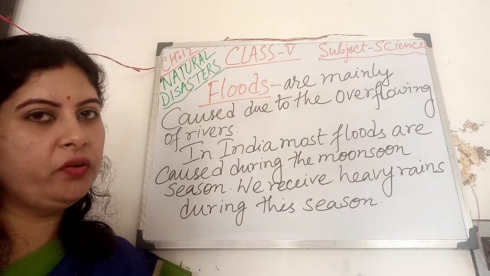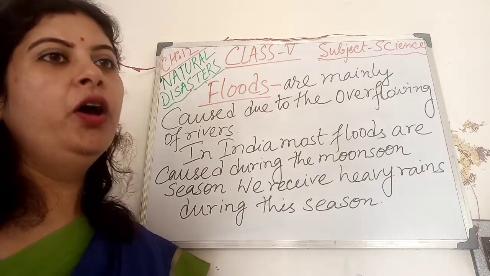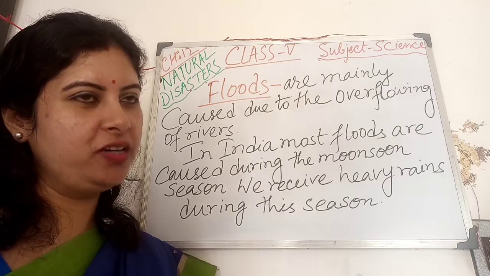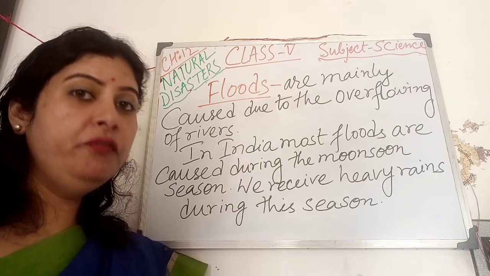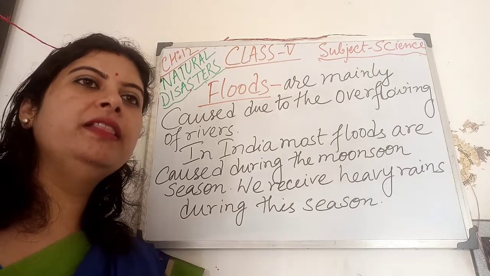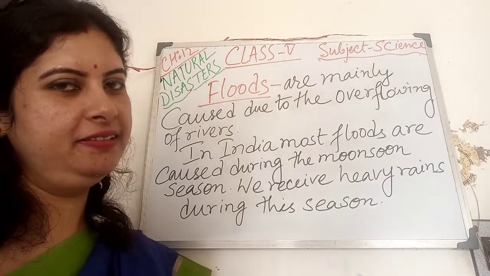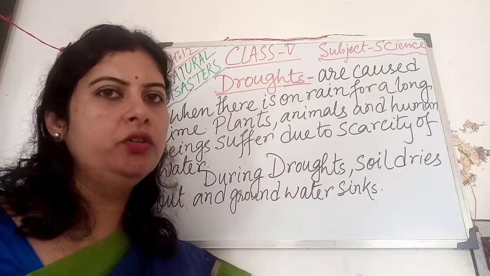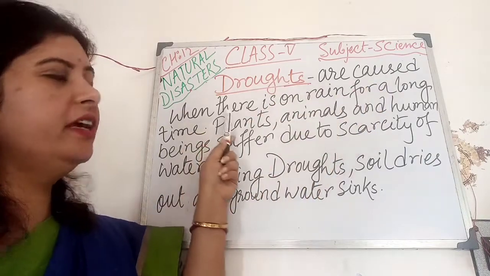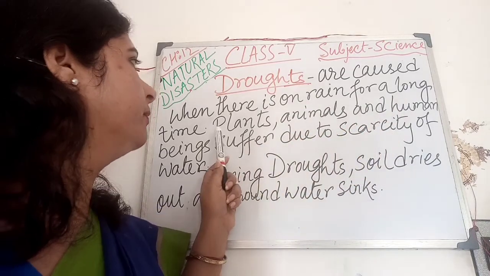So, what are the precautions? Grow more trees as their roots slow down the speed of running water. Give information to the people in advance so they can move to a safer place. Clear, children? Now, droughts. Droughts are caused when there is no rain for a long time.